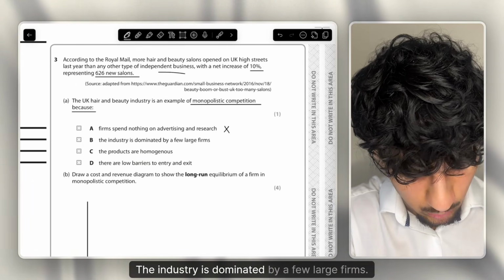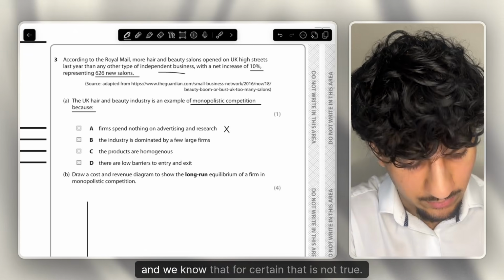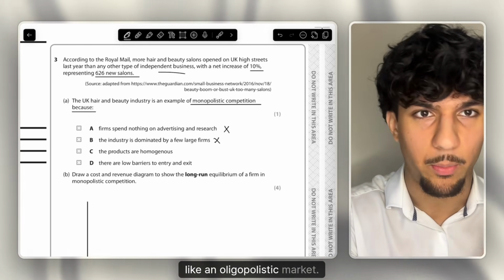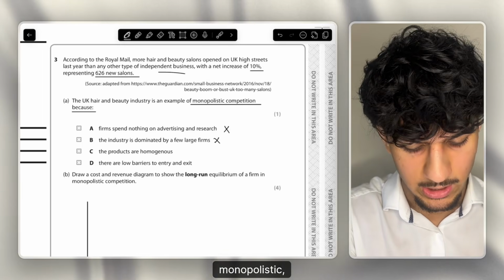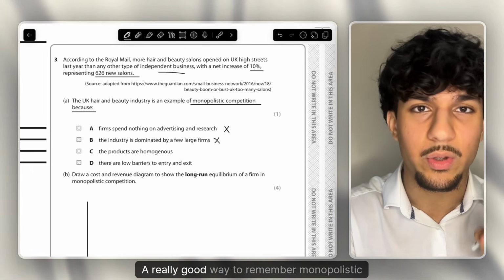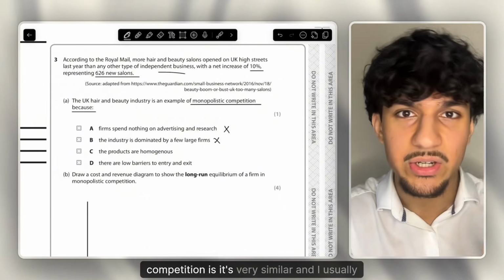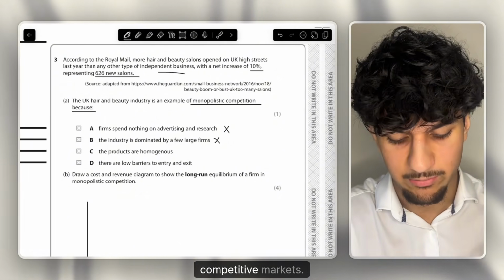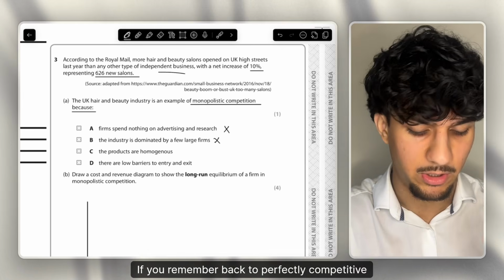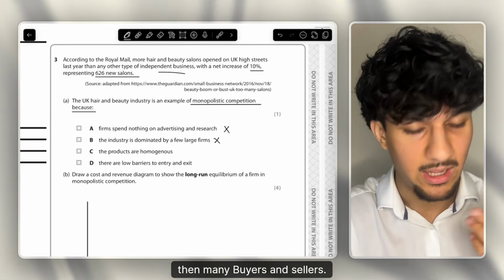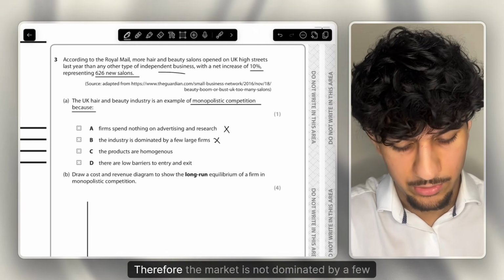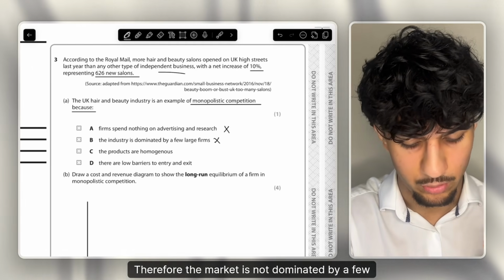The industry is dominated by a few large firms. That is, of course, and we know that for certain, that is not true. Why? A few large firms would suggest something more like an oligopolistic market. Of course, monopolistic markets, a really good way to remember monopolistic competition is it's very similar, and I usually teach it as a realistic version of perfectly competitive markets. If you remember back to perfectly competitive markets, then it's many buyers and sellers, and monopolistic is essentially the same, where there's many buyers and sellers, therefore the market is not dominated by a few large firms.